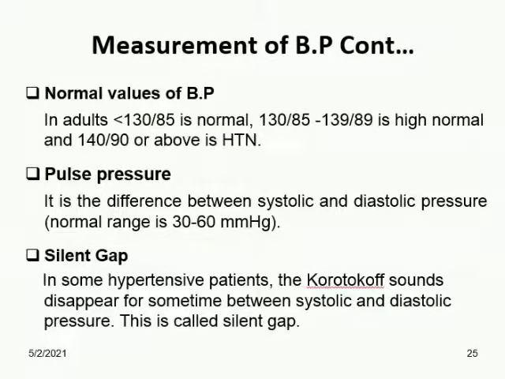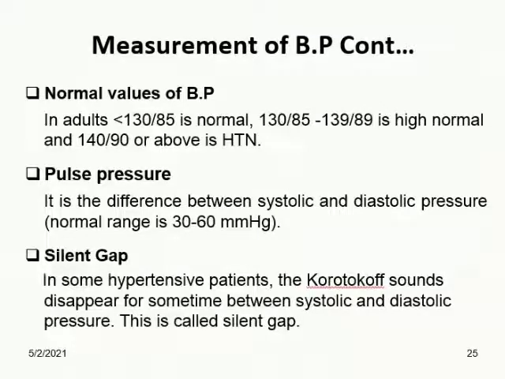Measurement. Normal values of blood pressure in adults: less than 130 over 85 is normal, 130 over 85 to 139 over 89 is high normal, and 140 by 90 or above is hypertensive. Pulse pressure is the difference between the systolic and diastolic pressure. Normal range is 30 to 60 millimeters of mercury.